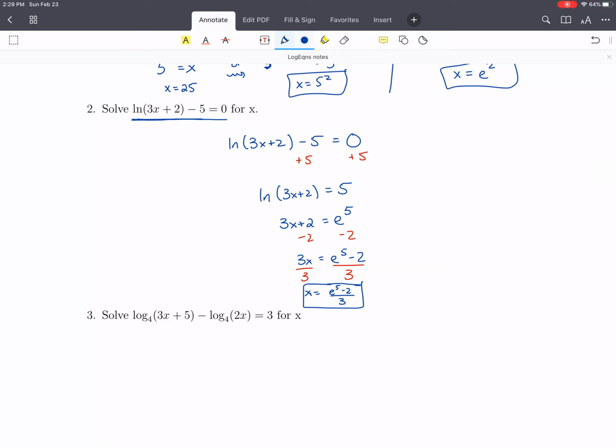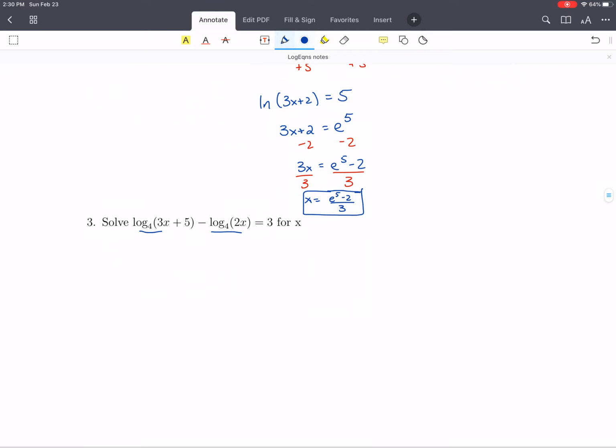Now, if I have a logarithmic equation involving more than one log, I can still solve it as long as they're the same base by using the property of logarithms to condense it into a single logarithm. So for example, if I have log base 4 of 3x plus 5 minus log base 4 of 2x, I can condense that into a single logarithm using the property of logs that says the difference of these is a ratio inside the logarithm. And now I have log base 4 of 3x plus 5 over 2x is equal to 3.